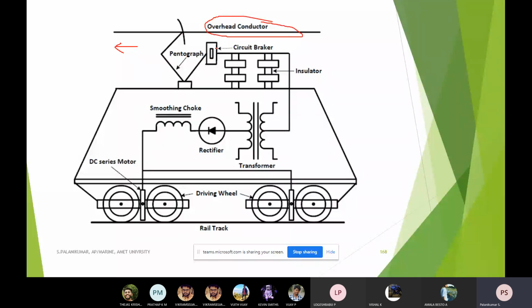Then there is the circuit breaker. If any excess current flows, this circuit breaker will automatically prevent it. But this happens very rarely.